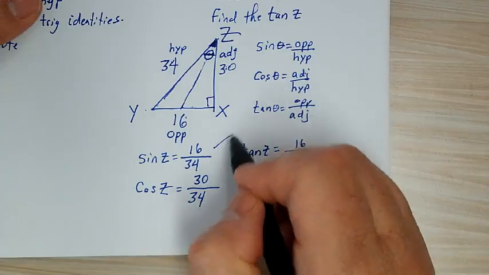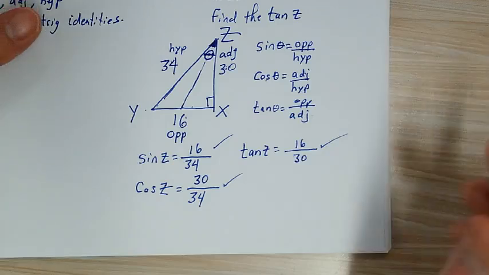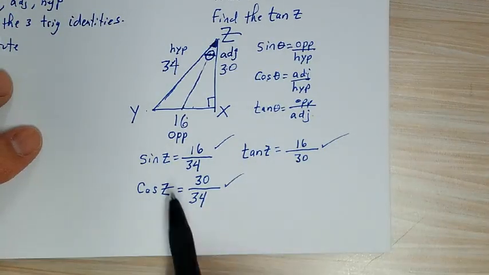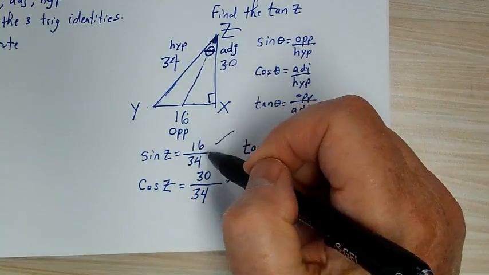Oh, you're worried about reducing? That's fine, you can reduce. But right now, it's not an arithmetic class, it's just we're trying to figure out these ratios. And that is how you find the sine, cosine, and tangent of a reference angle.